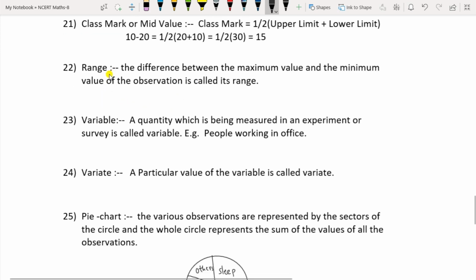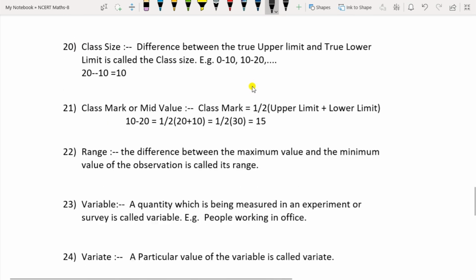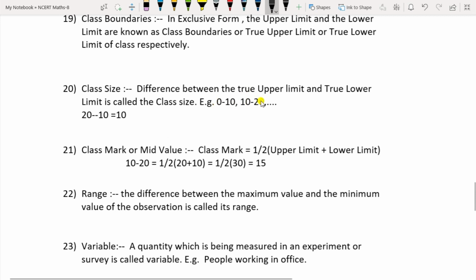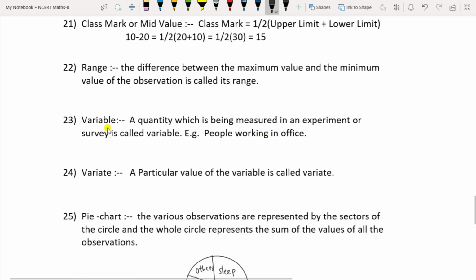Range is the difference between the maximum value and the minimum value of the observations. If we take these observations, the minimum value is 0 here and the maximum value is 20, so the range is from 0 to 20. If it goes on increasing, for example if you are writing up to 50 to 60, the last limit is 60 here, then the range will be from 0 to 60. So that is called the range.